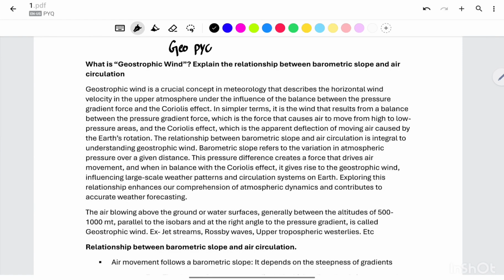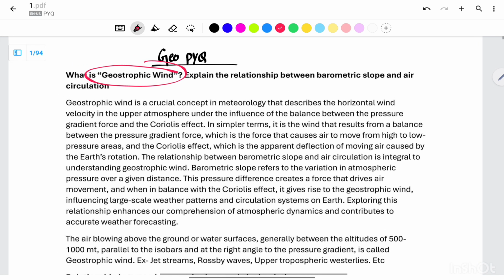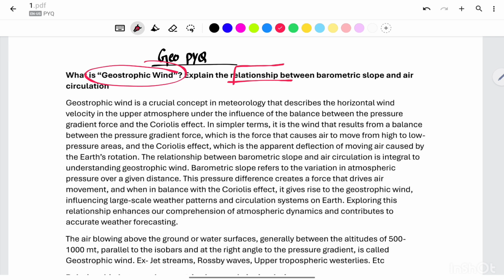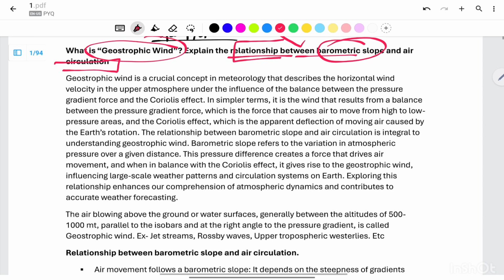Geography previous year questions discussion. Now, the first one is: what is geostrophic wind? We need to explain the geostrophic wind and what is the relationship between the barometric slope and air circulation. What is the relationship between slope and air circulation? Right. Now, first, what is geostrophic wind?